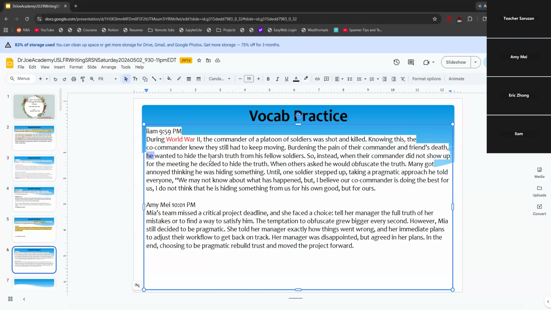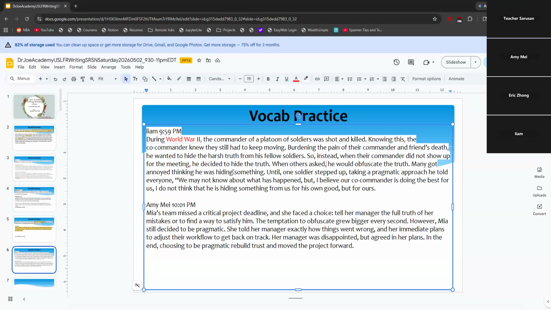Okay, let's continue. He wanted to hide the harsh truth from his fellow soldiers. So instead, when their commander did not show up for the meeting, another comma, he decided to hide the truth. When others asked, he would, another comma. Come on. We were missing a comma in every sentence at this point. He would obfuscate the truth.